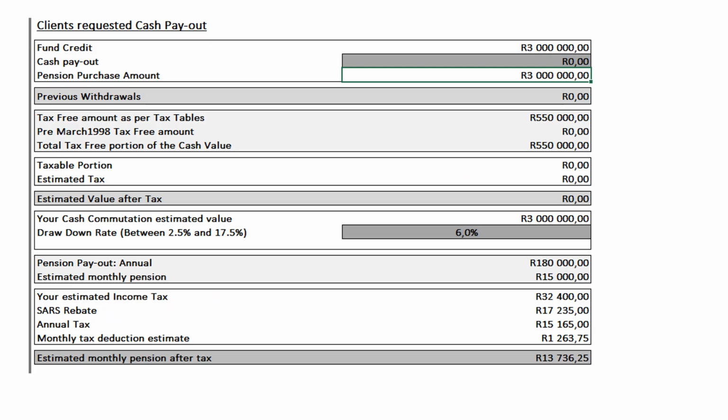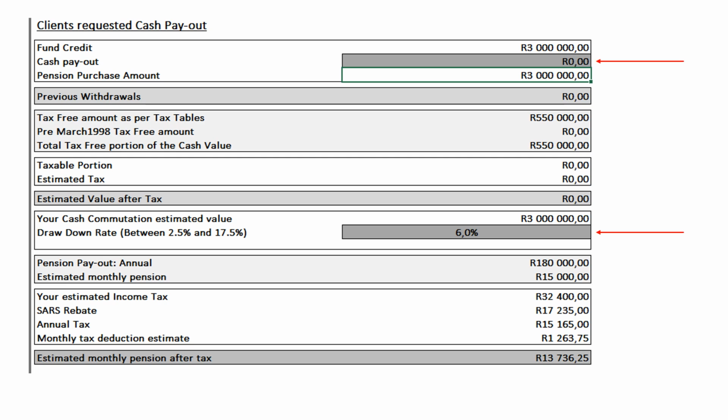So let's change things up a bit. Instead of taking the 1 million in cash as a lump sum, Mr. Naidu just says no, he doesn't want to take anything. He wants everything to go into his living annuity. So he wants 3 million to go into the living annuity, at 6% drawdown. The drawdown rate remains the same, and you can see that his income has increased. It's now up to 13,000 Rand a month, so it's increased by about 4,000 Rand.